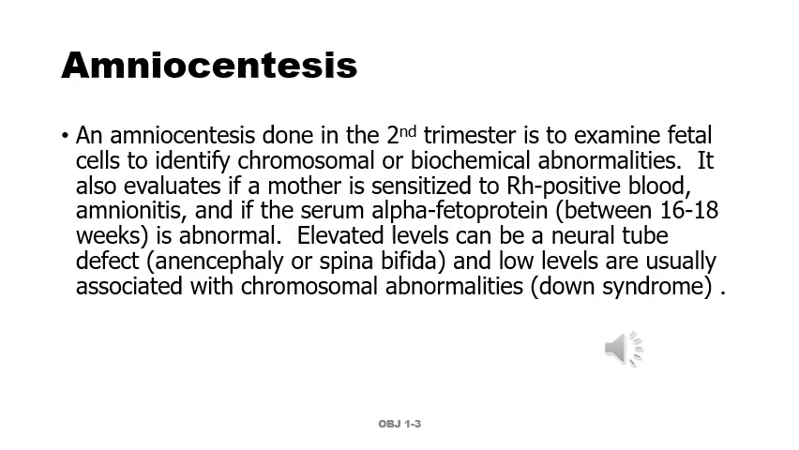So an amniocentesis done in the second trimester is to examine fetal cells to identify chromosomal or biochemical abnormalities. It also evaluates if a mother is sensitive to Rh positive blood, if there is an amnionitis, and if the serum alpha fetoprotein is abnormal. Elevated levels can be indicative of a neural tube defect like anencephaly or spina bifida, and low levels are usually associated with chromosomal abnormalities like Down syndrome.